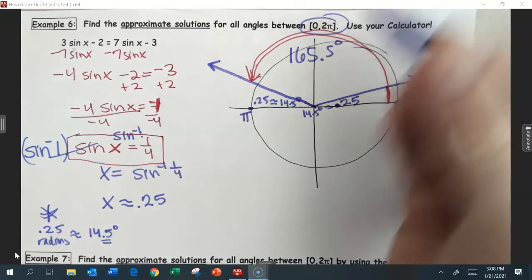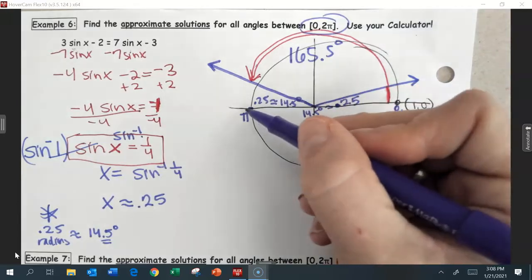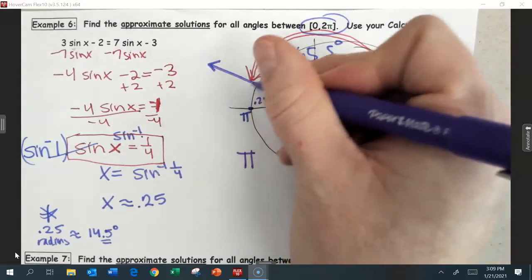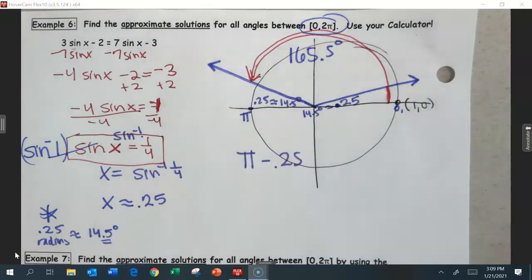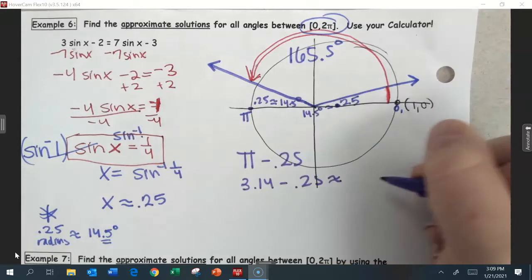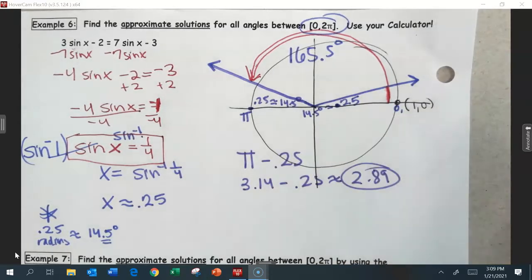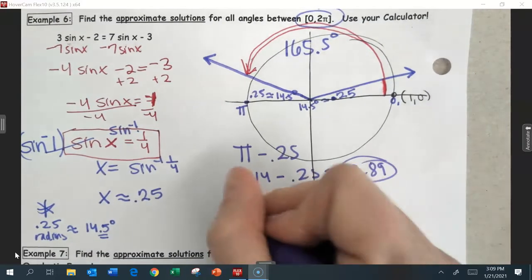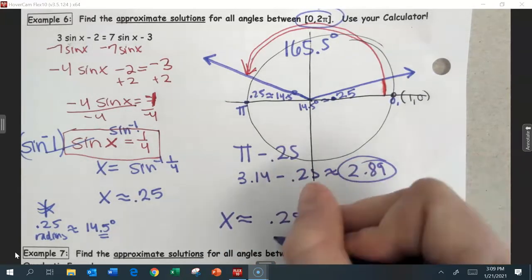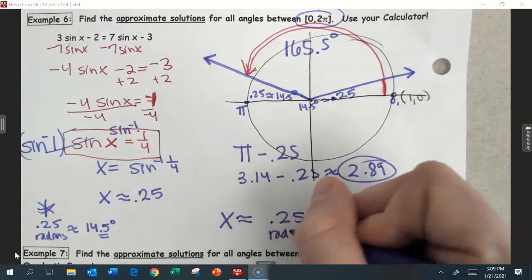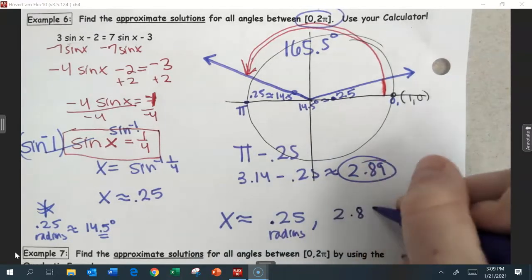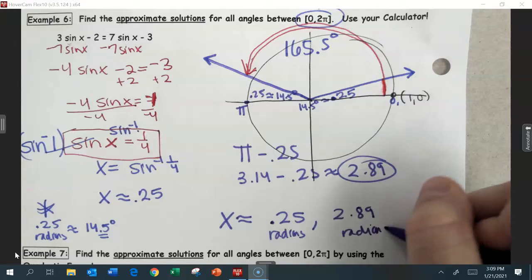So instead of trying to convert, the best way is instead of doing 180 minus the degree, let's do pi minus this gap, and you can round, so 3.14 minus 0.25 is about 2.89 radians. So therefore, the two answers are x is about 0.25 radians, and I'm just going to write that down, I think it helps students understand, and 2.89 radians.